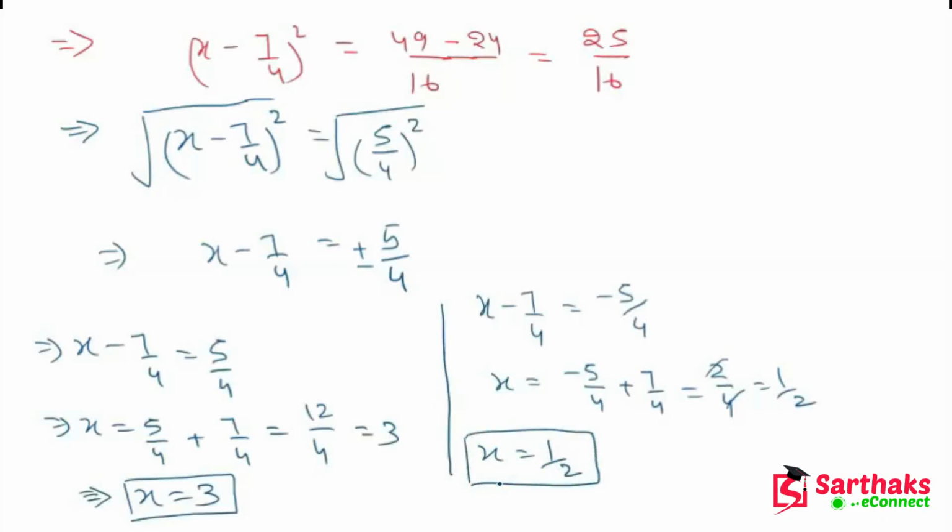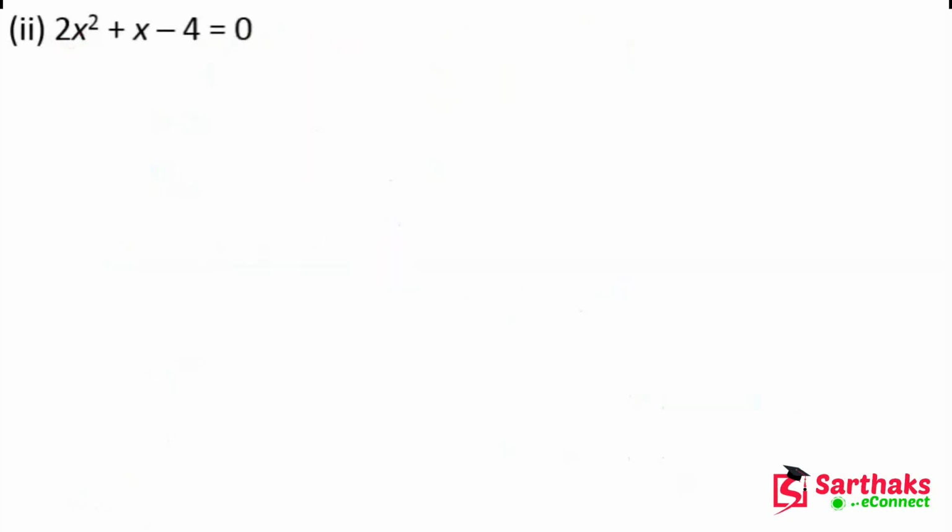So my dear friends, there are two roots, 3 and 1 upon 2. So these are the answers of this question. So I hope, my dear friends, you understand this method completely. Okay, so now let's move on and solve the next question.